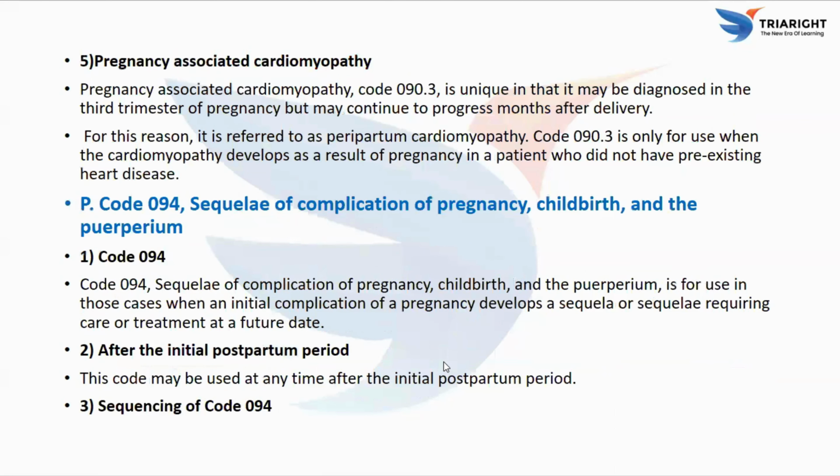So next is pregnancy associated cardiomyopathy. What is pregnancy associated cardiomyopathy? It's a type of heart failure that develops late in the pregnancy or after the childbirth. It usually appears in the third trimester or within 5 months after the delivery. It can continue to worsen even months after the childbirth, which makes it different from the normal pregnancy related symptoms. ICD-10 code O90.3 is used only when the cardiomyopathy is caused by pregnancy and the mother had no previous heart disease before the pregnancy.